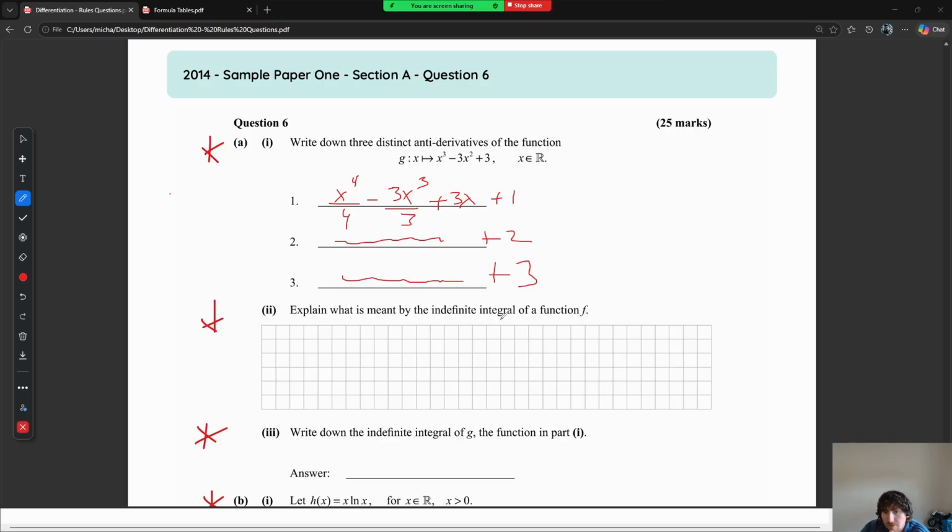What does it mean by indefinite integral? It's basically the integral with a plus c. It's a stupid question, this. Explain what's meant: there's an unknown c that we need an initial condition to work out. Then it says write down the indefinite integral of g. So it's x to the 4 over 4 minus, that becomes x cubed, plus 3x plus c. Okay, cool.